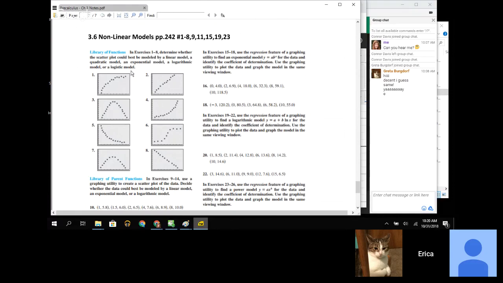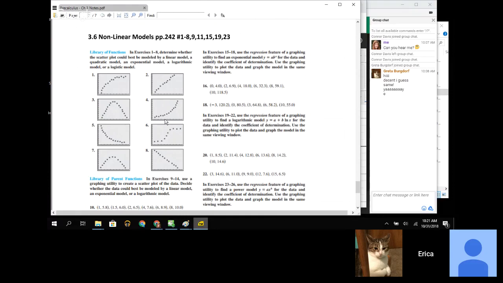Okay, so let's do these together. Well, no, let's skip number one. What does number two look like to you? How would you best model this data? Linear, quadratic, exponential, logarithmic, or logistic? Linear, right? That's totally aligned.